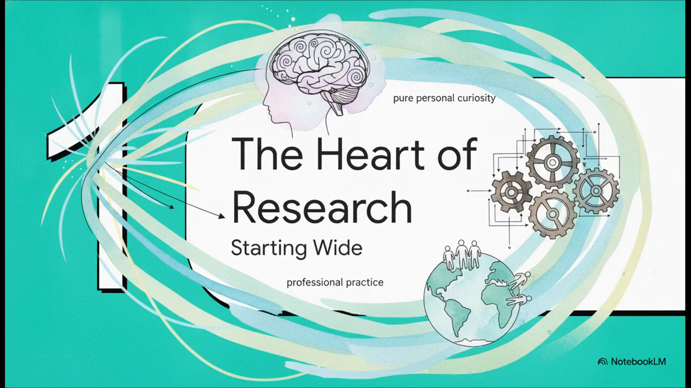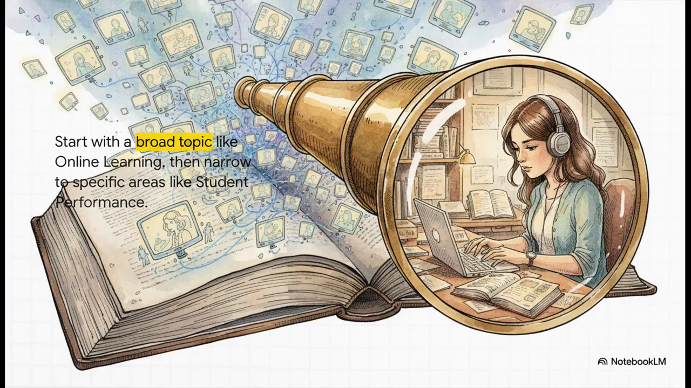All right, moving right into phase 1 of our blueprint, the heart of research, starting wide. Every single great study, no matter how ridiculously complex it ends up being in the final paper, starts as a broad area of interest. This could come from your daily professional practice, maybe a big societal concern you've noticed, or honestly just pure, unadulterated personal curiosity. As the great researcher John Creswell notes, you actually have to start wide. You need to anchor yourself in the big picture before you can effectively narrow things down.